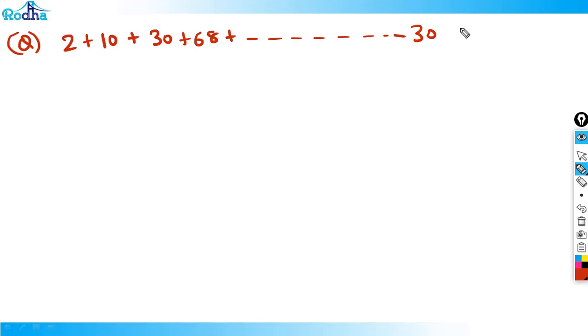Let's take one more example here. If we have to add 2 plus 10 plus 30 plus 68, till, let's say, 30 terms here. Okay, so again, if you observe this, can the nth term be calculated by observation? This way we are doing the first part here, right? We are calculating the nth term by observation. Then we'll learn how to calculate the nth term by rule also.